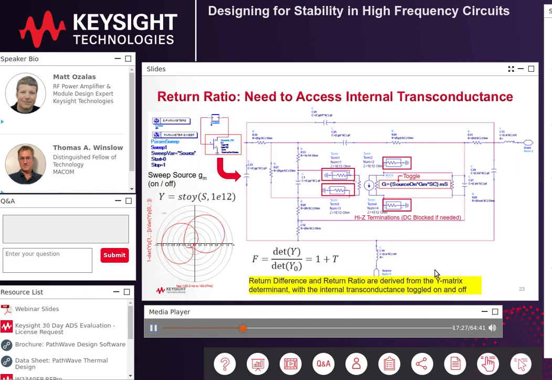Let's compute the return ratio for the example that I showed earlier. To do that, I need to access the internal transconductance inside of the transistor model so that I can turn it off. And I implemented that in ADS using a variable called sourceOn, which I could then set to 0 or 1. After that, I took 4 high impedance probes and I put them across the terminals of the transconductance element to get the admittance matrix across the transconductance. And then I took the ratio of the admittance determinant with the transconductance on to the admittance determinant with the transconductance off. And that is the return difference. Plotting that on a polar plot finally shows that the circuit is unstable, and this is something that we can have a good deal of confidence in.